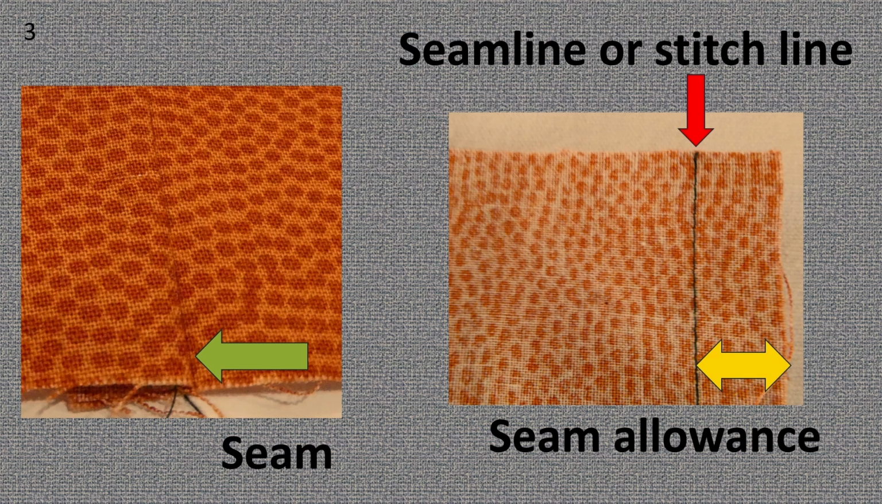The red arrow is pointing to the seam line. It is also called the stitching line or the sewing line. This is the place that the 2 pieces of fabric are sewn together. The yellow arrow points to the seam allowance. This is the distance from the stitching line to the edge of the fabric. 3 terms you need to know: seam, seam line or stitching line, and seam allowance.